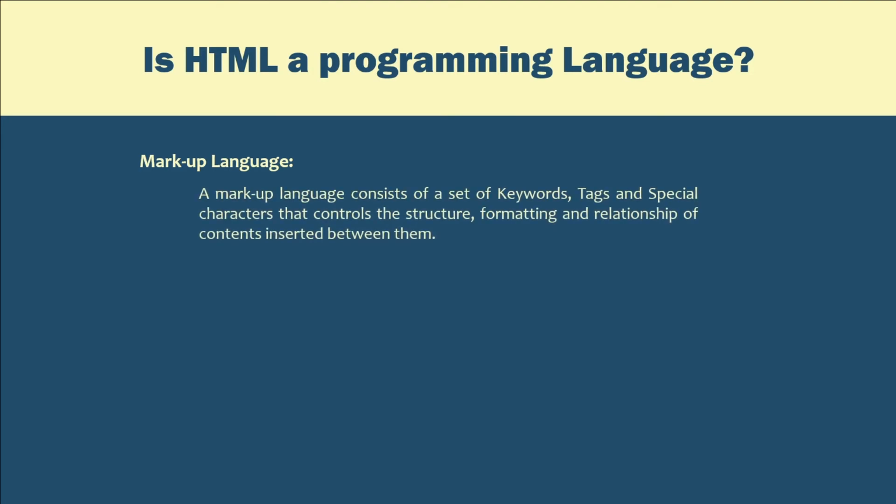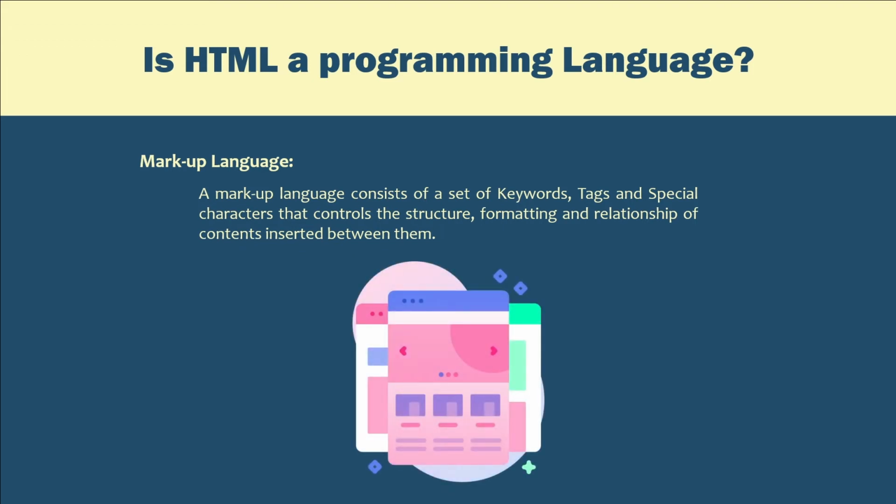By definition, a markup language consists of a set of keywords, tags, and special characters that control the structure, formatting, and relationships of contents inserted between them. It controls the look of a document or a web page.